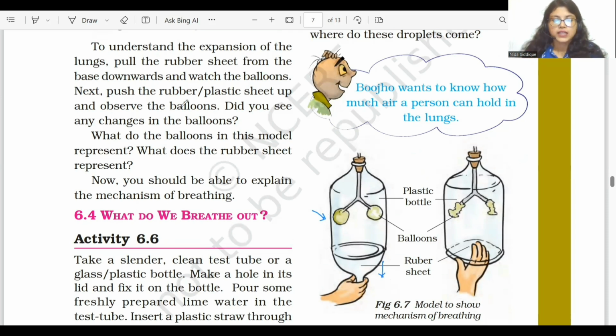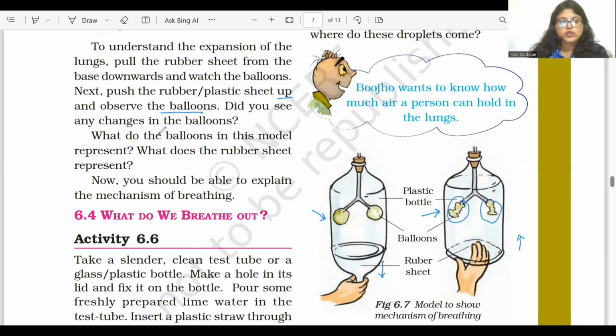Okay. So next, push this rubber or plastic sheet up and again observe the balloons. जब हम इसे ऊपर की तरफ push करते हैं, we see that these balloons are deflated. Okay, इनमें अब air नहीं है. Now they have shrunk.